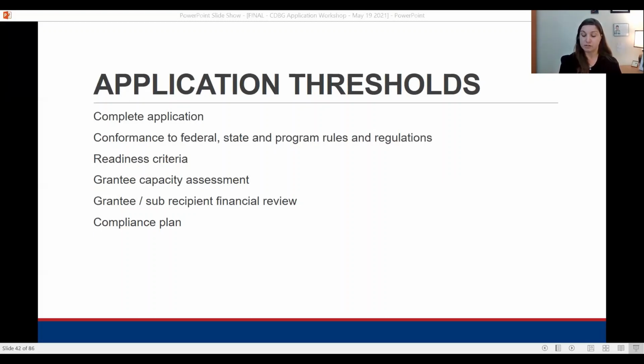This documentation needs to show that the project meets readiness criteria such as local planning and zoning board approvals and other permits that might be necessary for the construction of the project.